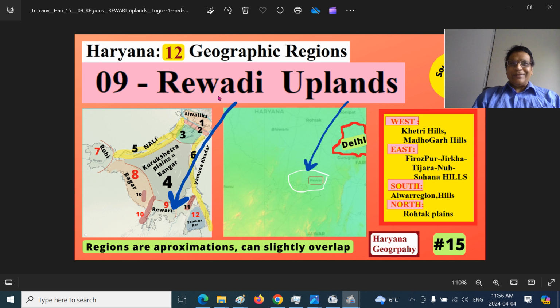This is our Haryana series, part 15, called Rewadi Uplands. Sometimes it's called Rewari, spelled differently. Rewadi Uplands, the physiographic region of Haryana province, that is historic Purbi Punjab, East Punjab.